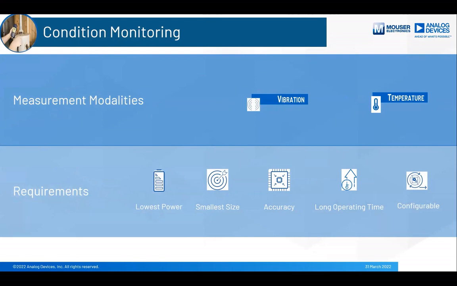Key requirements in this space, especially when we look at low power sensing, is size and accuracy. And because many of these solutions are wireless, long operating time is certainly important. If we look at the types of sensors, the configurability of the end solution is also important in these end applications.